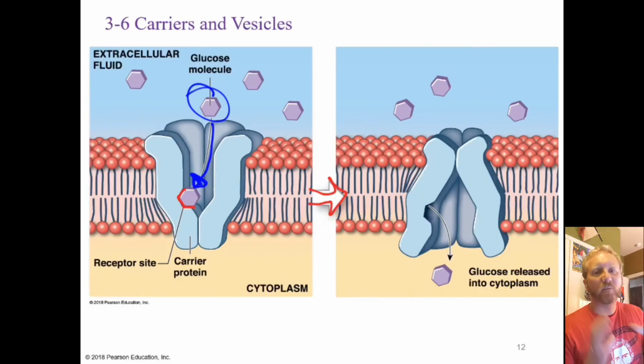They're too big to fit through channel proteins, because channel proteins, remember, are for small charged ions or molecules. Sodium and stuff is going to pass through that. If it's too big, we use our specific carrier proteins.